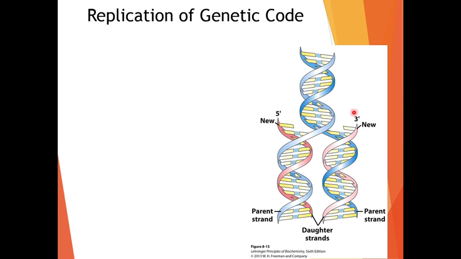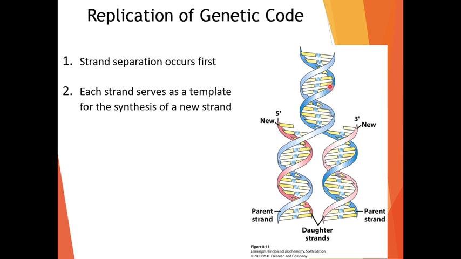During DNA replication, two parent strands become part of two different daughter strands. So how does DNA replication happen? First, strand separation takes place. Next, each strand serves as a template for the synthesis of a new strand. For example, this strand comes along for the first daughter strand on the left, and the complementary strand comes along as a template for forming the daughter strand on the right.